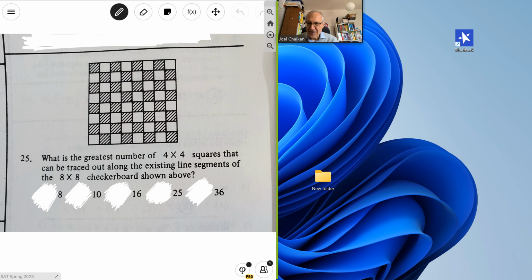Okay, so what's going on here? What is the greatest number of 4x4 squares that can be traced out along the existing line segments of the 8x8 checkerboard?